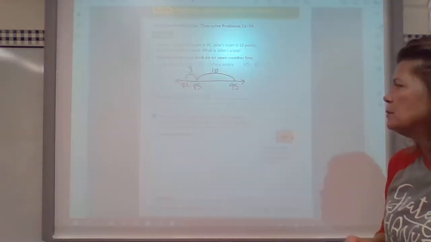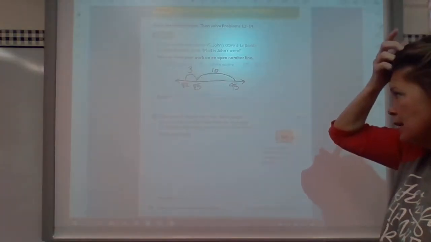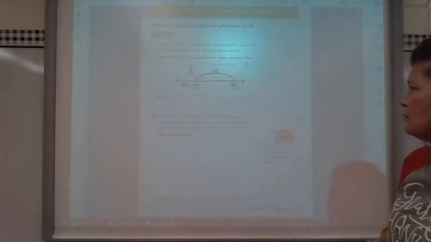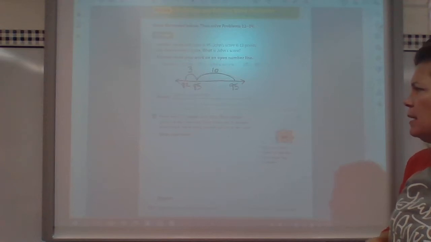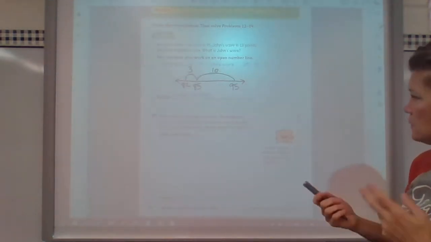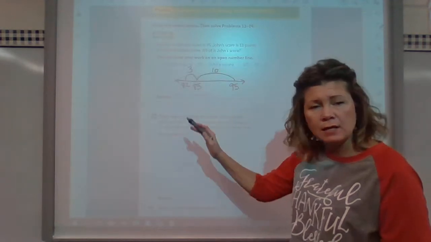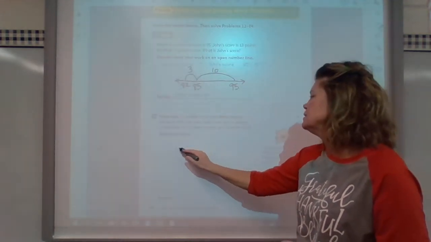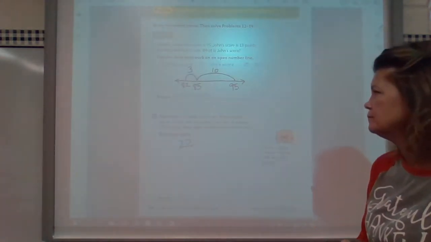It says there were 22 people on a train. More people got on at the next stop. Now there are 51 people on the train. How many people got on at the stop? All right. So let's think about what we do know. We know there were 22 people on the train.